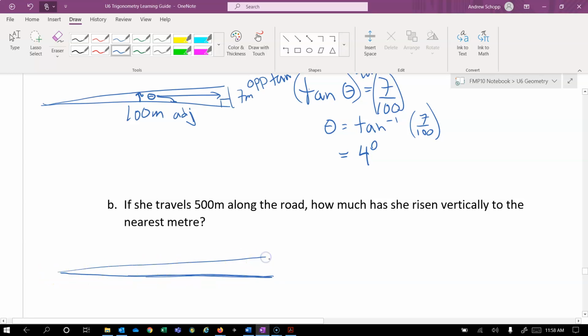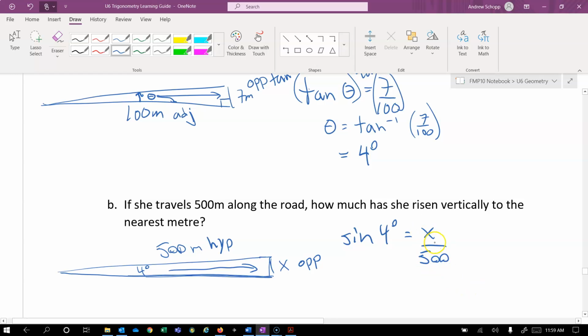If she travels 500 meters along the road, so this is our road up top. We're looking to find out how much she has risen. We'll call that x there. And the value that we now know is that the angle of inclination is 4 degrees. So from our angle, we know that this is the opposite and this is the hypotenuse. So opposite and hypotenuse comes from the sine function. So sine of 4 degrees is equal to the opposite over the hypotenuse.